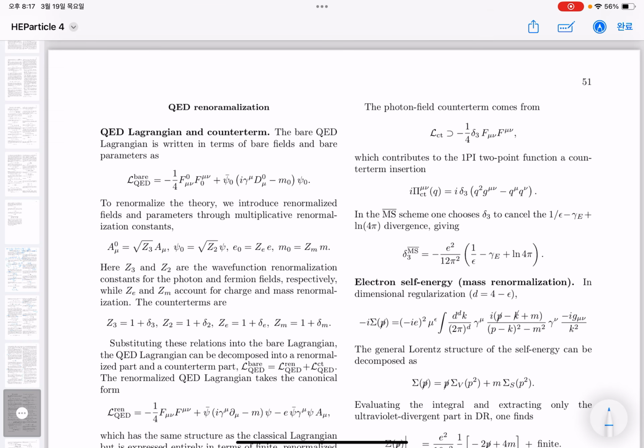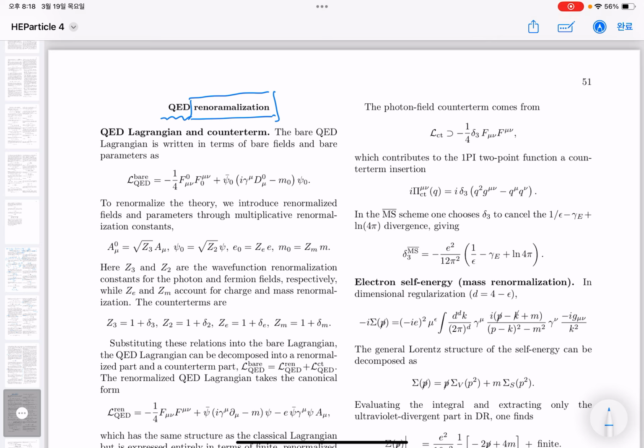In quantum field theory, renormalization is very important when we consider the loop diagram. And today I will talk about the renormalization of quantum electrodynamics, QED, starting from the counterterm, by considering all loop diagrams and how the coupling constants run over the energy scale.